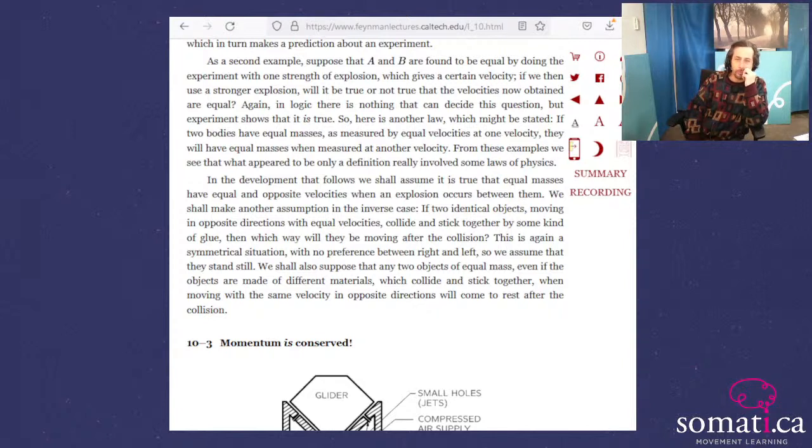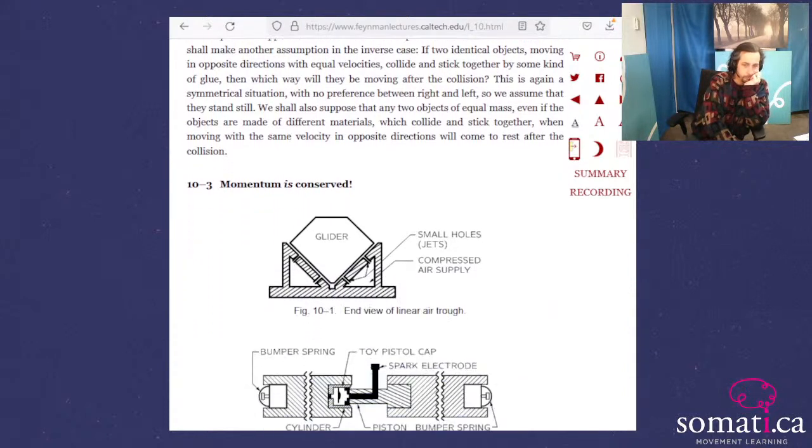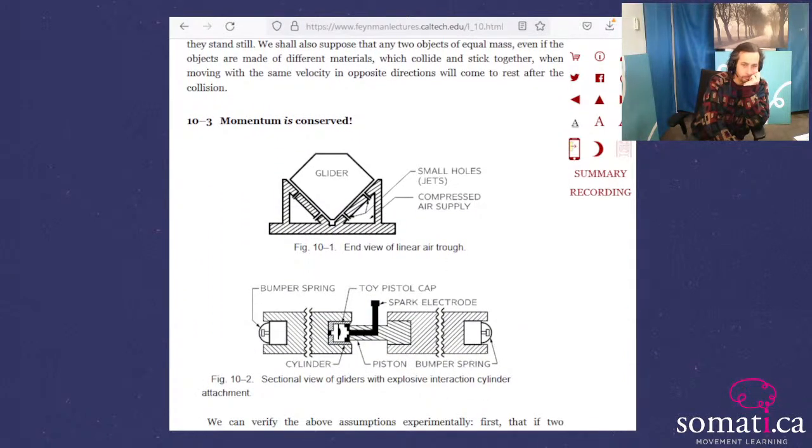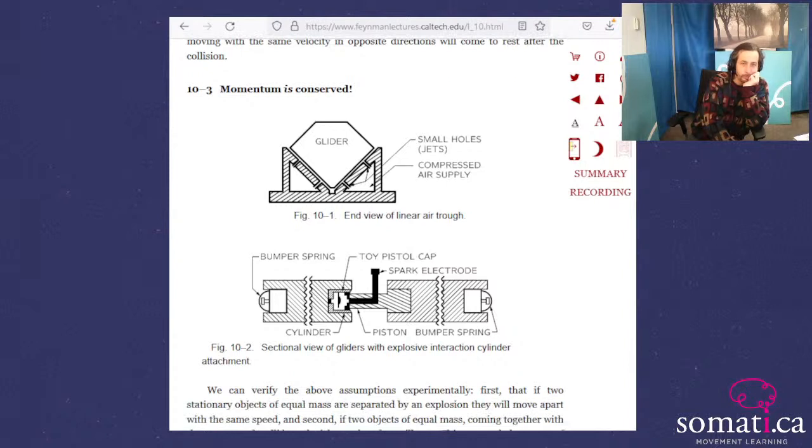In the development that follows, we shall assume it is true that equal masses have equal and opposite velocities when an explosion occurs between them. For the inverse case of two identical objects moving in opposite directions with equal velocities that collide and stick together, they'll come to rest after the collision. And conservation of momentum, playing with air troughs.